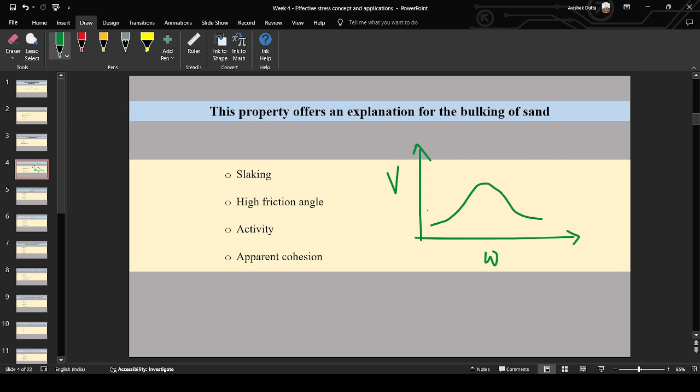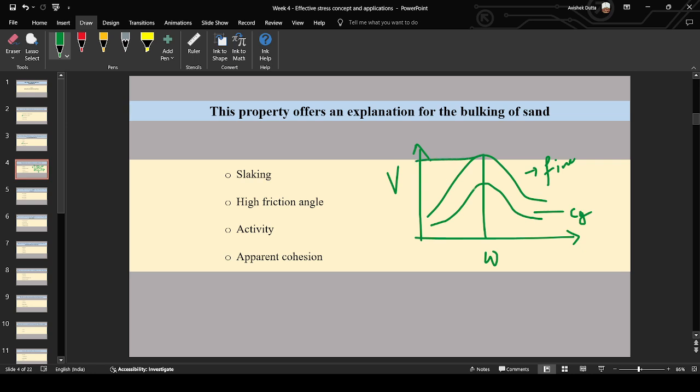In the case of fine grained sand, if this is the coarse grained sand, we'll see this graph has gone up. This graph has gone up for sands. What happens is, upon addition of water, there is an increment in volume.